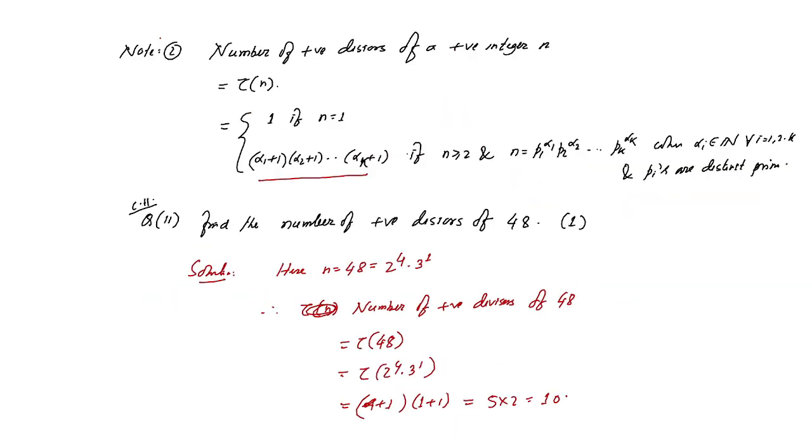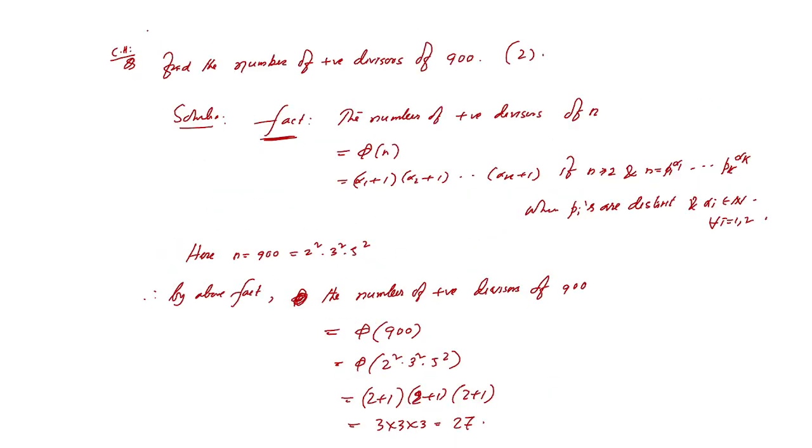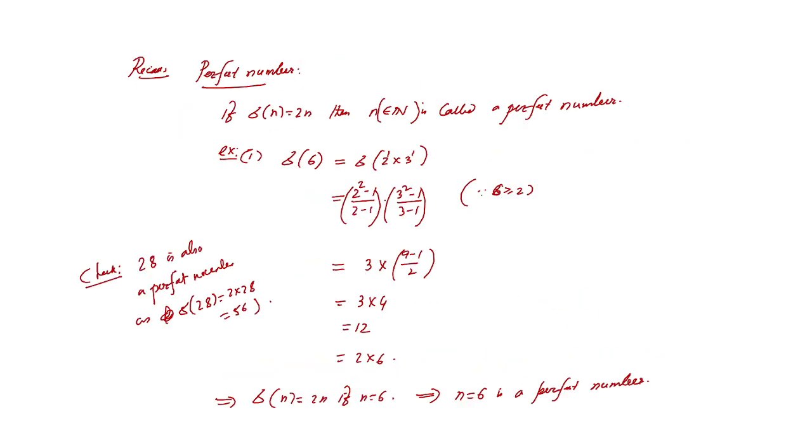Okay, now we come to the next important problem here. Say, find the sum of all positive divisors of the number 900. So this is probably our last question. So here question 11, this is question 12. Now we come to question 13. Question 13. Sum of all positive divisors of 900.